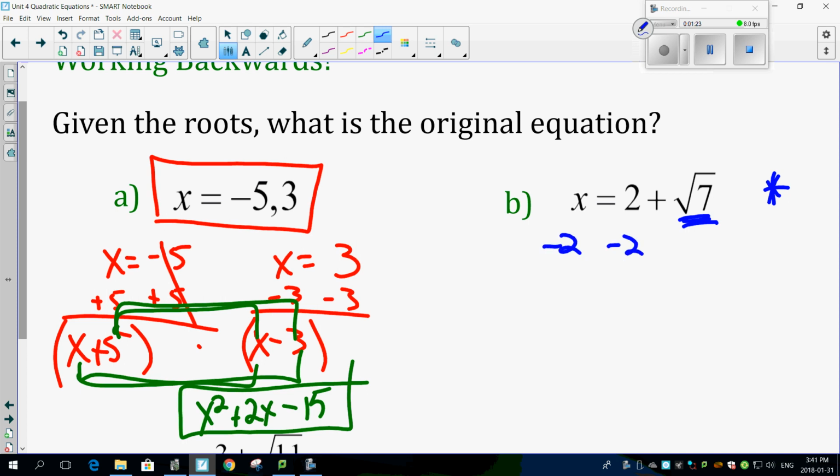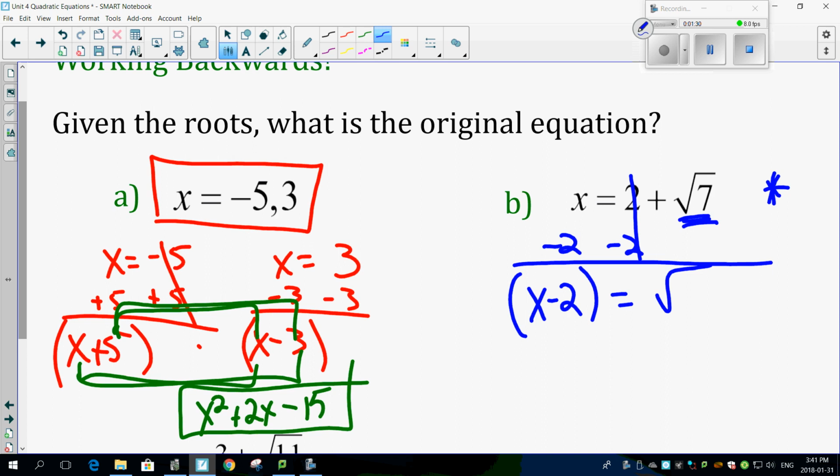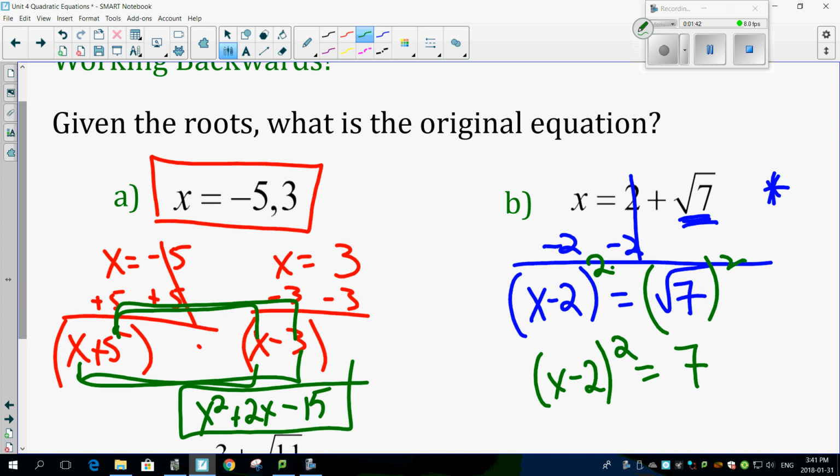Subtract 2, subtract a 2. That's gone, leaving you x minus 2. That's your equation, equals to a root 7. Think about it. If that was square rooted, that must mean that this must have been squared. Look, x minus 2 squared equals a positive 7. Bring the 7 over. X minus 2 squared minus 7 equals 0. And there's your original function.